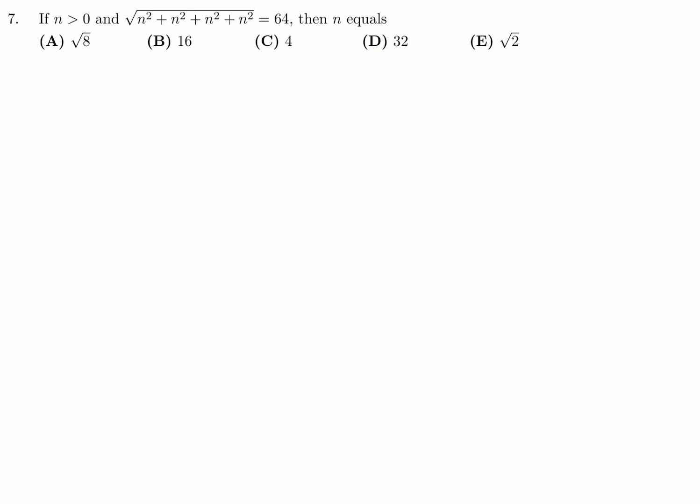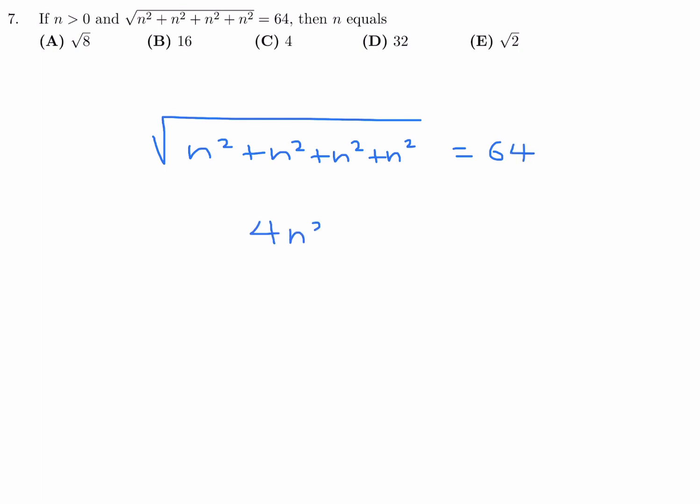N is greater than 0. What is the value of n if the square root of n squared plus n squared plus n squared plus n squared is equal to 64? So under the square root sign, we have 4n squared, and that's equal to 64. If you take the square root, you get 2n is equal to 64, and dividing through by 2, you get n is equal to 32. So number 7, the answer is D.